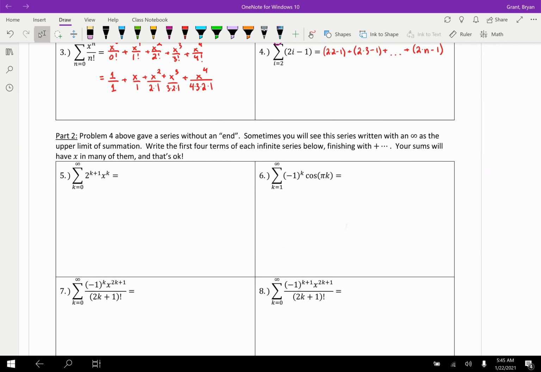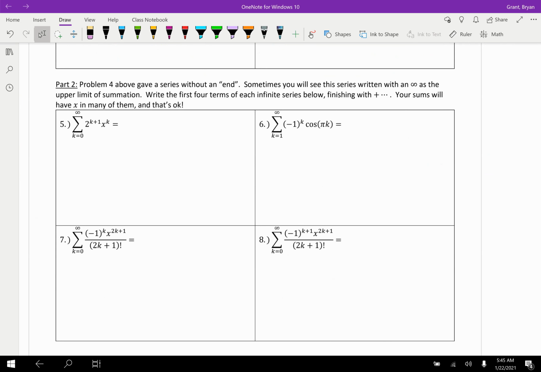Now, problem 4 that we just discussed really gives a series without an end, no pun intended, haha. And sometimes you'll actually see this series written with an infinity as an upper limit of summation. So really the same thing as before. You're going to go ahead and write out, let's say, the first 4 terms of each infinite series below, called an infinite series because there's an infinity. I'm using k here as our variable, and we'll see what you come up with. And then unpause me once you're done. Ready, set, go.